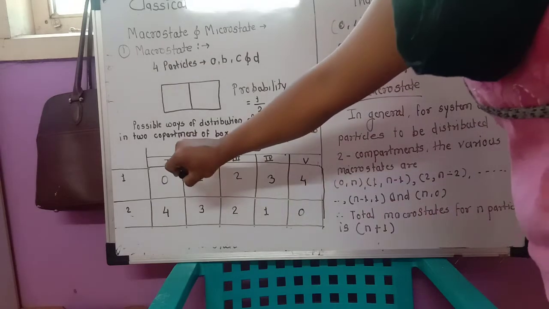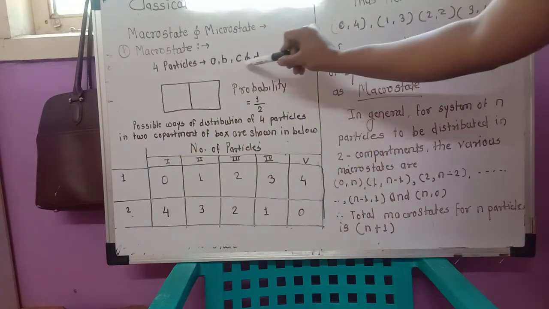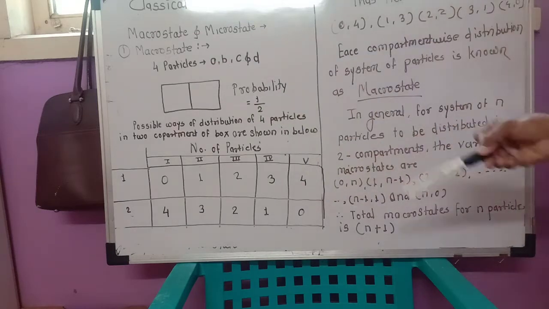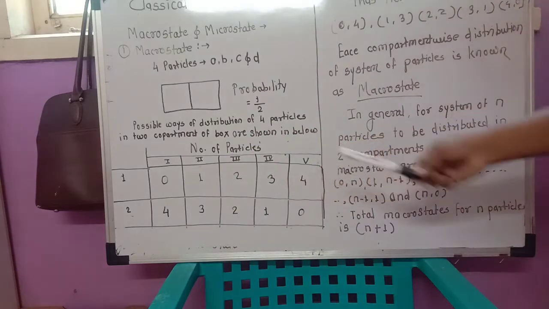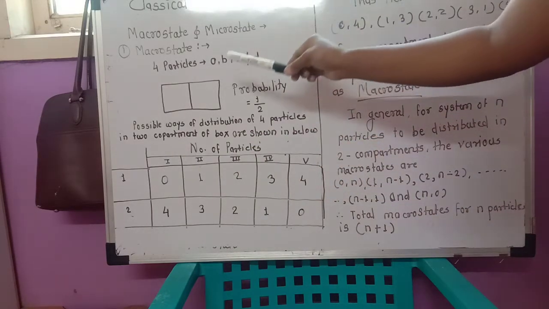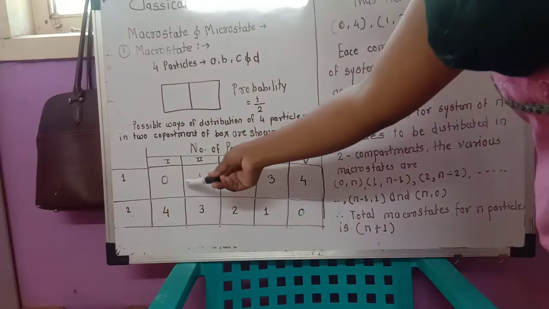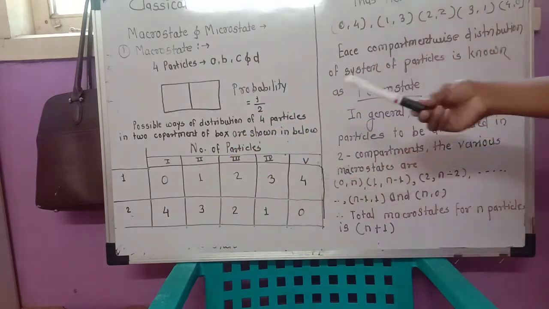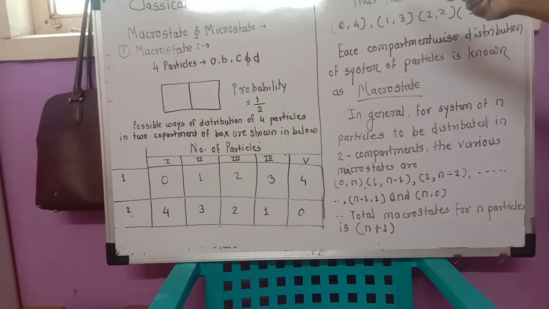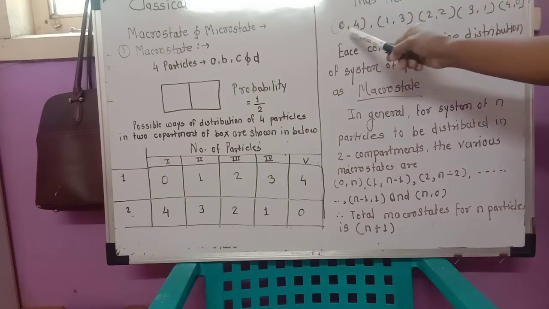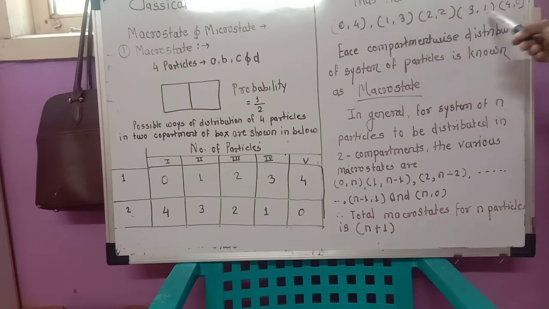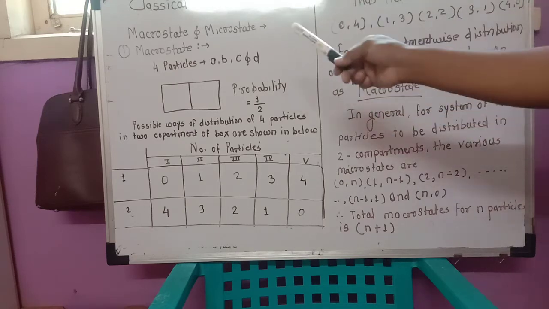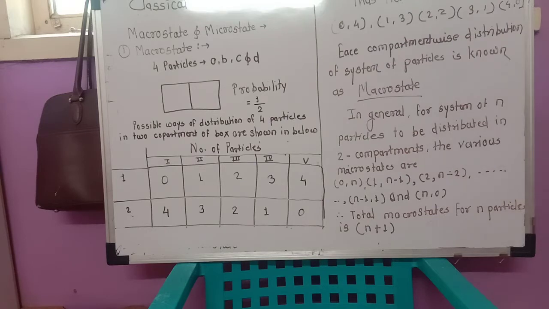In that way, we can distribute these 4 particles in the 2 compartments using these 5 ways. Thus here are 5 distributions: 0, 4; 1, 3; 2, 2; 3, 1; and 4, 0. These are the 5 distributions for the 4 particles in the 2 compartments of one box.